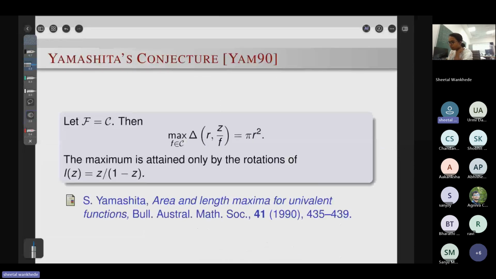So for this class of convex functions, we get the area of this function is pi r square always. And the maximum is attained only by the rotation of this function z by 1 minus z. Simply here we can easily say for the maximum value that it will be z by 1 minus z, and this is nothing but the translation of this circle. So it will give the area.